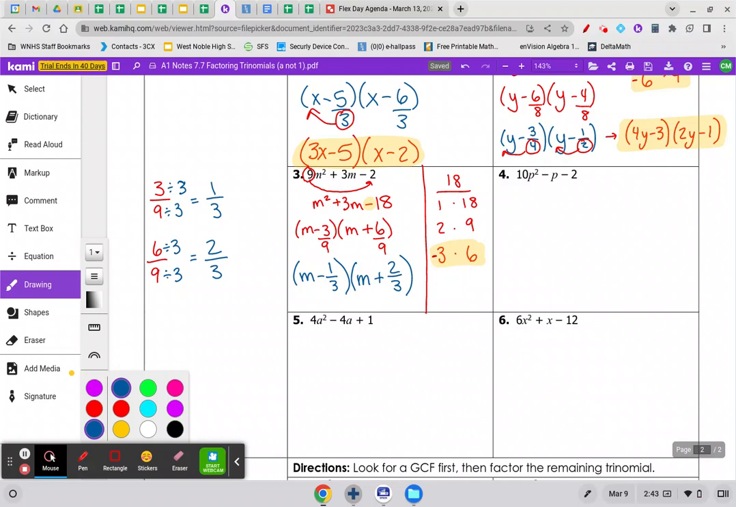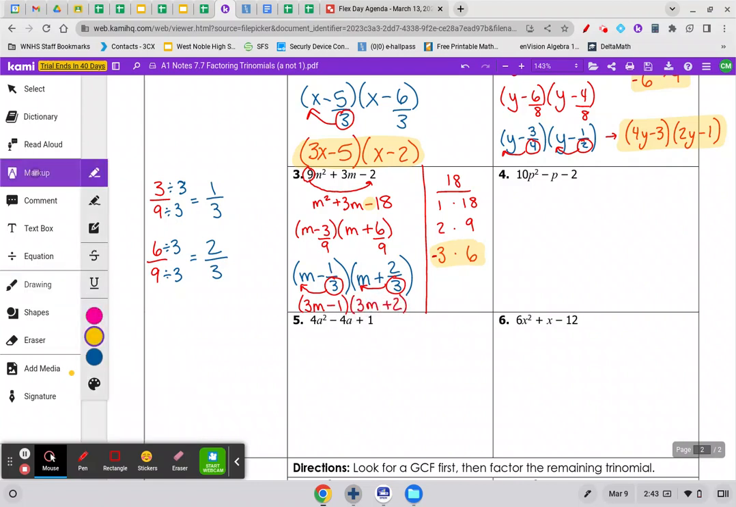Now, I cannot leave a fraction in my parentheses, so I go ahead and slip this 3 up. Actually, both of them are 3s. And I finally get my factored form: 3m minus 1, 3m plus 2. So this is my solution, my factored form, what I'm looking for. If I were to multiply this back out, I would get back to the original, which is the whole goal, that the original and the factored form are the same.